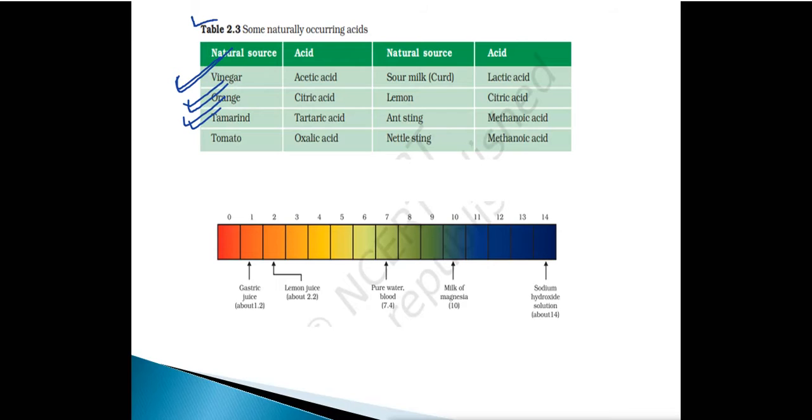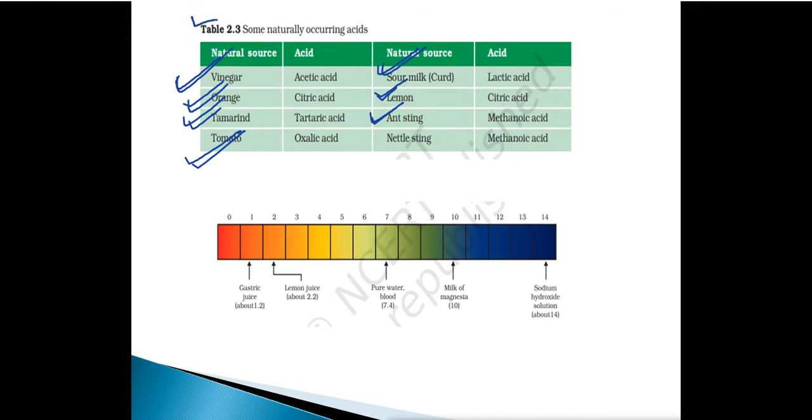In tomato, oxalic acid is present. Tomato, oxalic acid. Okay, now we have curd. Curd we make from milk, and in curd which acid is present? In curd, lactic acid is present. Lactic acid is present in curd. Next, lemon is again a citrus fruit like orange. So in both lemon and orange, citric acid is present.